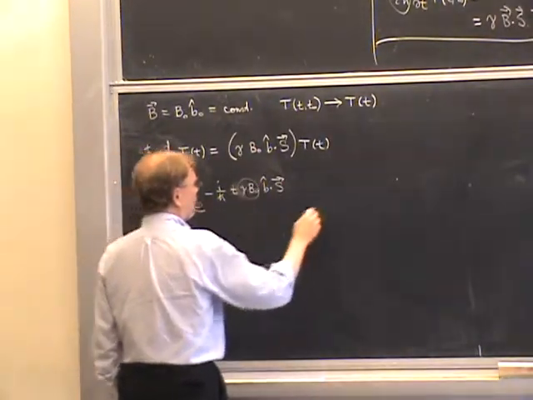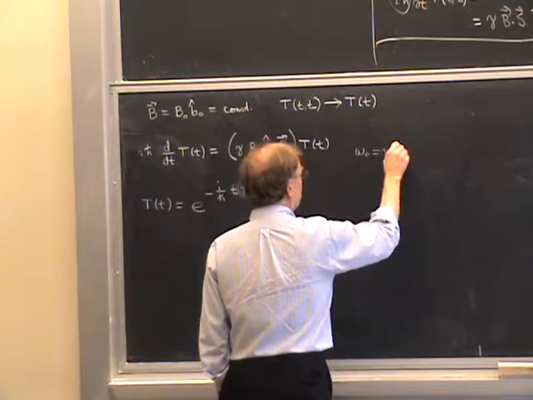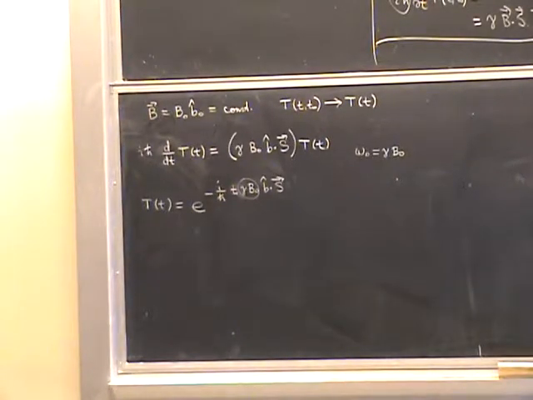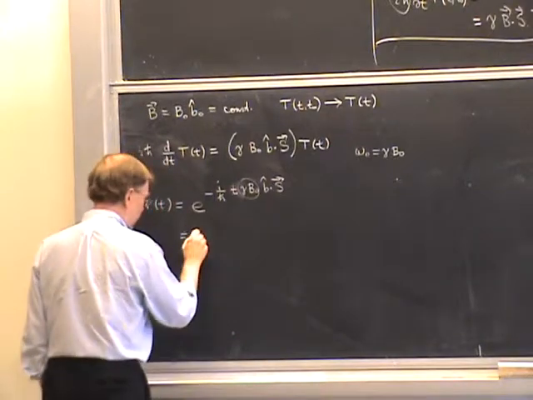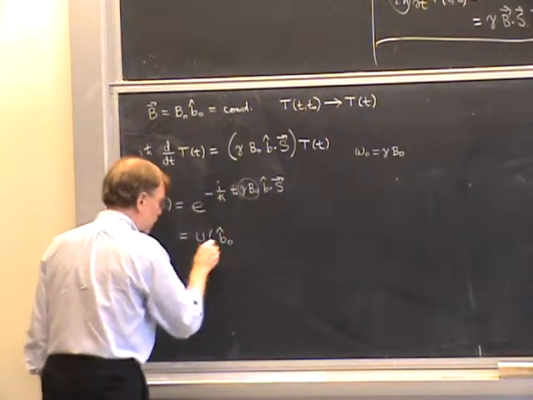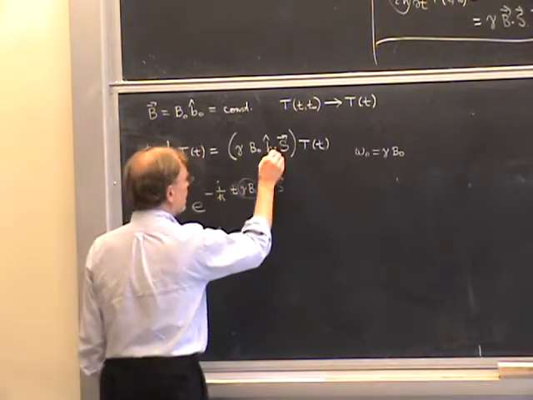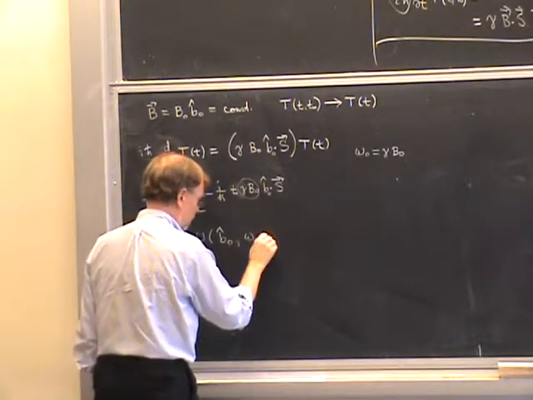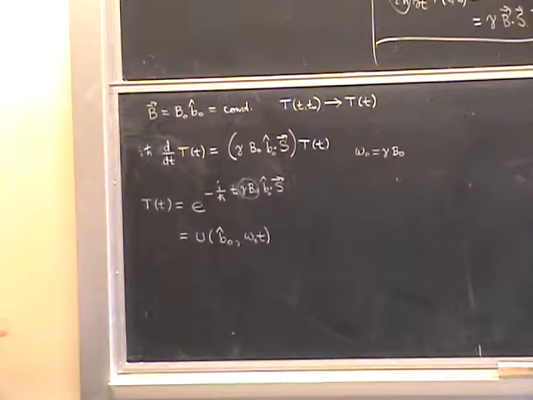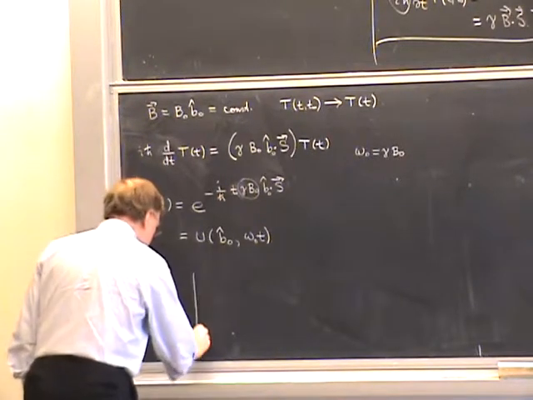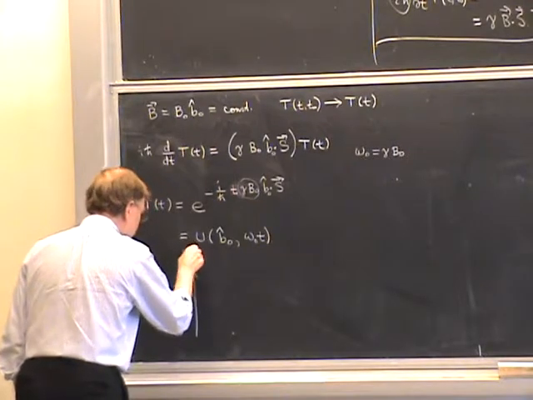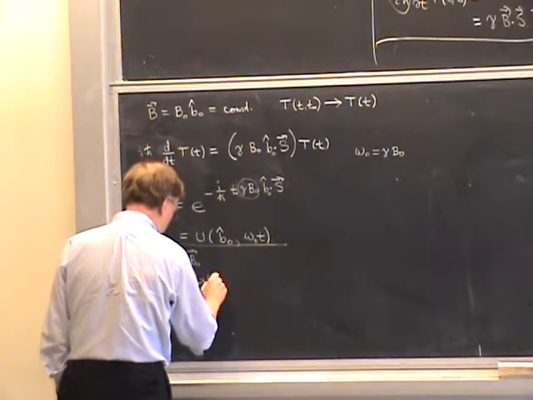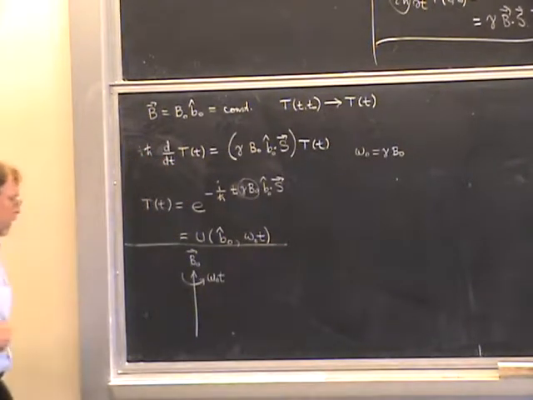And if we write omega naught equal to gamma B naught, that's the same conversion factor between magnetic fields and frequencies that I was using on the previous board, then this can be written as a unitary rotation operator with an axis of B naught, and an angle, which is omega naught t. It's a very simple result. It means pictorially that if I have a magnetic field B naught, which is constant in magnitude and direction, pointing like this, then the time evolution of the system consists of a rotation about that axis by an angle, which is omega naught t.